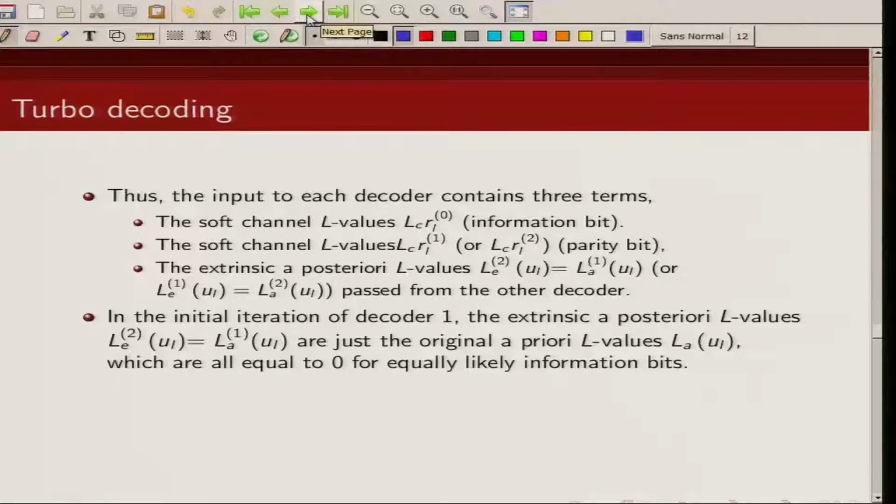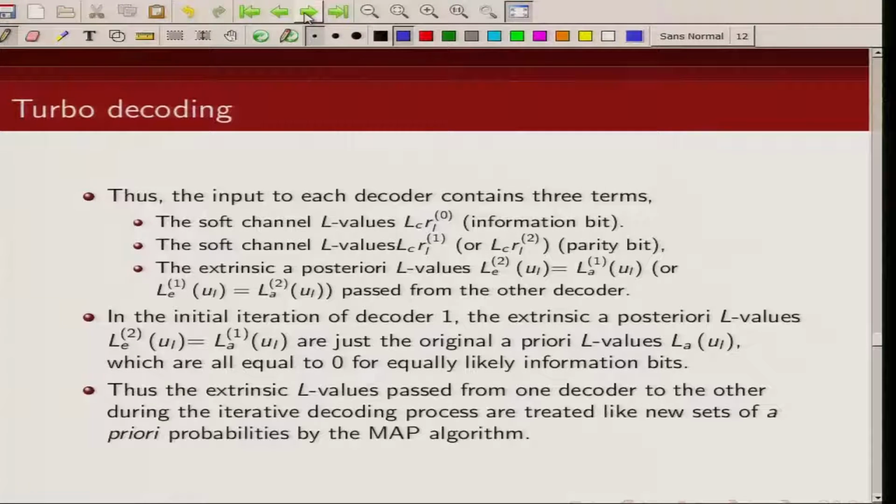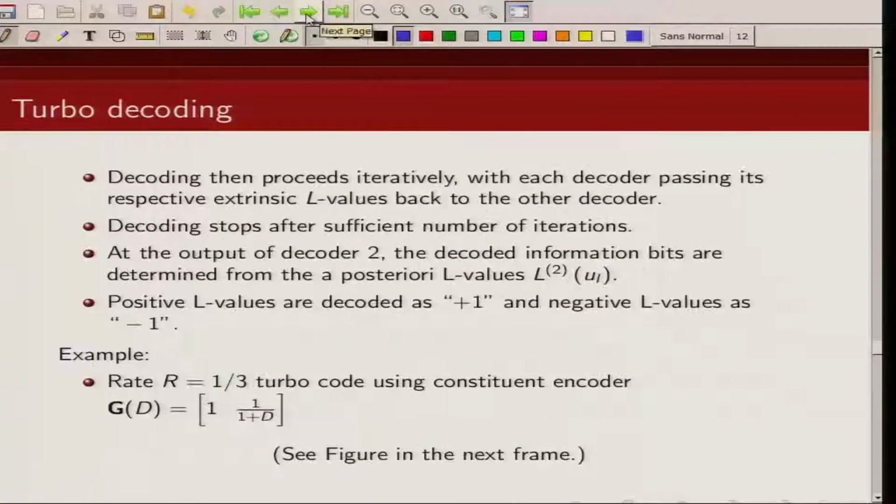This I have explained. In the initial iteration, the extrinsic information is basically 0 and so the a priori information is 0, and subsequently the a priori value will be nothing but the extrinsic information. So, this process, as I said, goes on repeatedly in an iterative fashion. Let us take an example and see how this works.